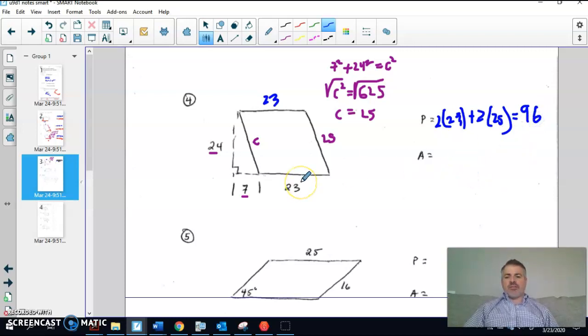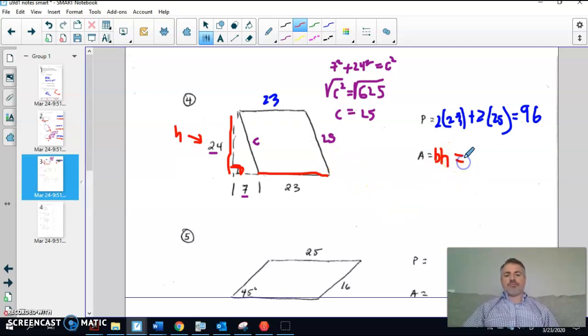So now the area on this, I need base times height again. Area is equal to the base times the height. So base and height have to be perpendicular. So now if I use this as my base, notice that the 25 is not perpendicular to it. So you actually have to go outside the parallelogram here to this. So this 24 is perpendicular now because of that right angle symbol to this base right here. That means this is my height. It's on the outside now, but it's still perpendicular to it.